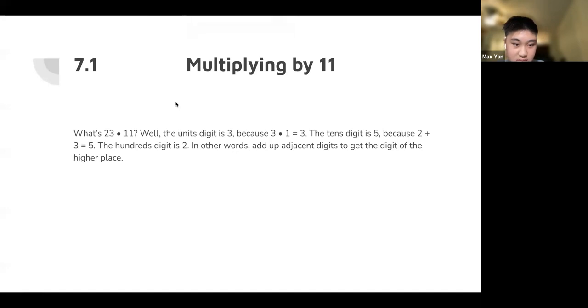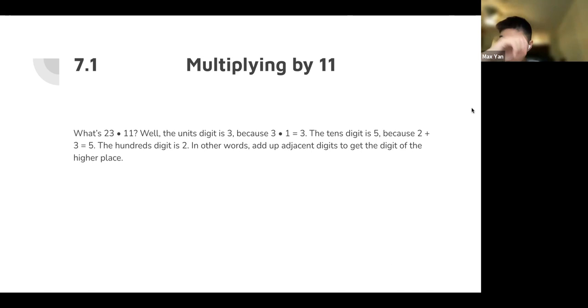So let's go. 23 times 11. Well, you know that the units digit is 3 because 3 times 1 is 3. The tens digit is 5 because you add 2 and 3, which is 5. And the hundreds digit is 2.